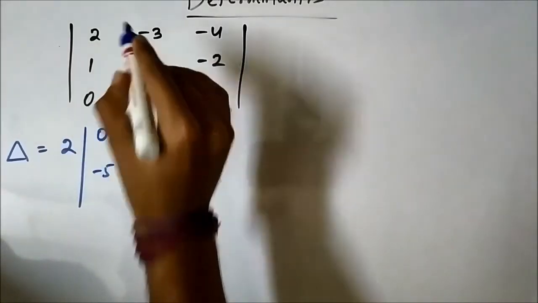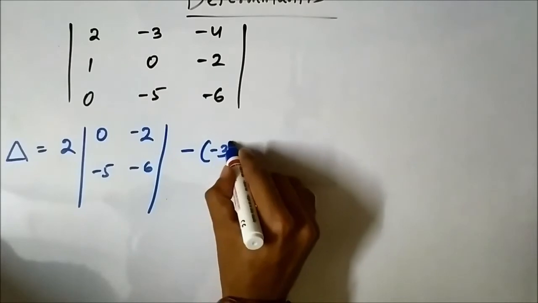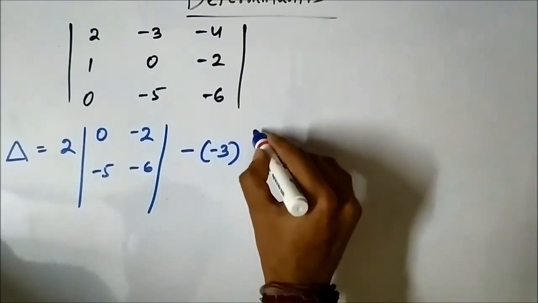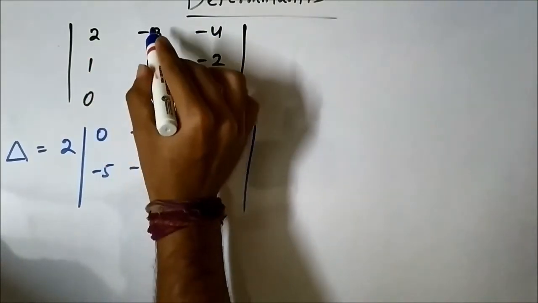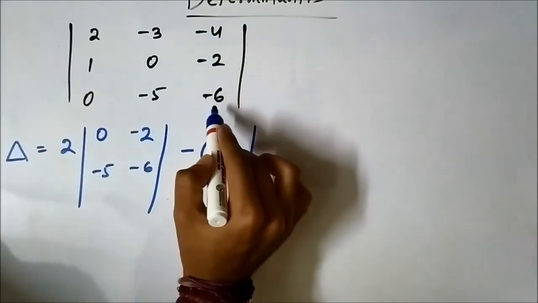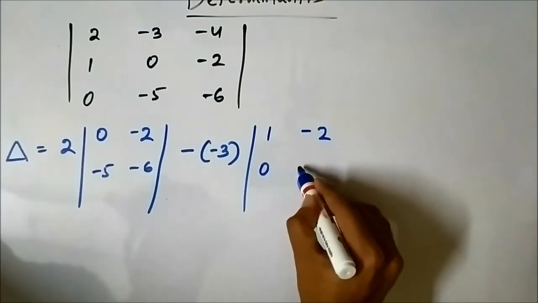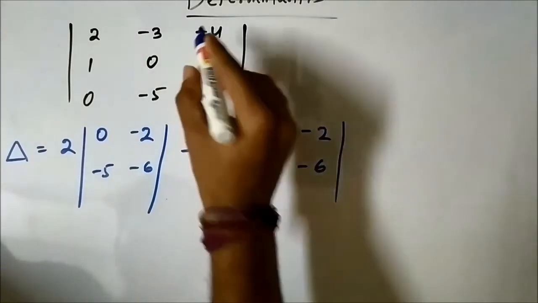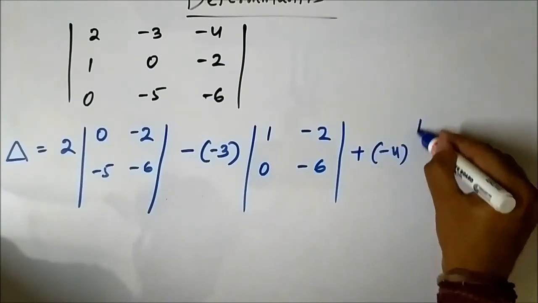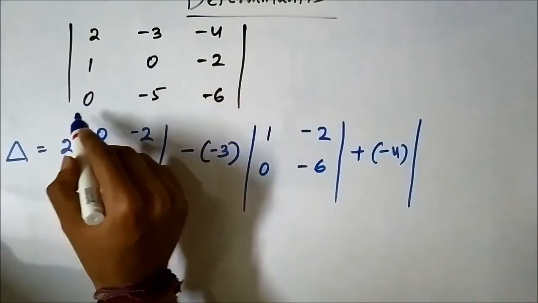Okay, so this is plus sign, then here it will come minus sign, so it will be minus of minus 3, following the sign convention plus, minus, plus. So we'll remove the second column and the first row and consider the remaining elements 1, minus 2, 0 and minus 6. Next, at last is plus of minus 4. So we'll completely remove the first row and the third column and we'll consider the remaining elements 1, 0, 0 and minus 5.